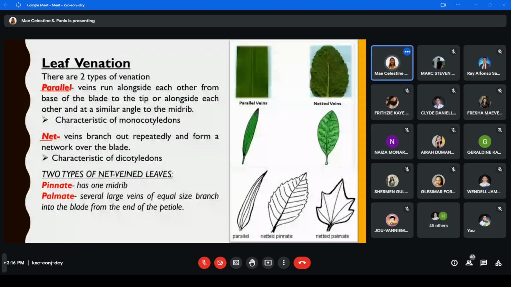Okay, next is the net. Veins branch out repeatedly and form a network over the blade. This is an example of netted veins. It is more complicated compared to the parallel veins. So if it is straight, automatically that's parallel. And if it has many branches, that's netted or net-veined leaves. There are two types of net veins.